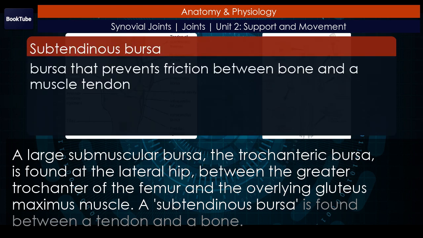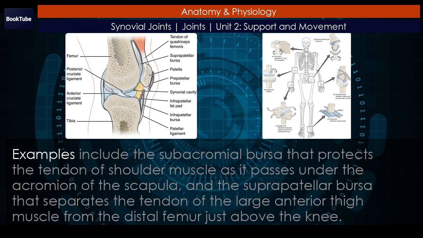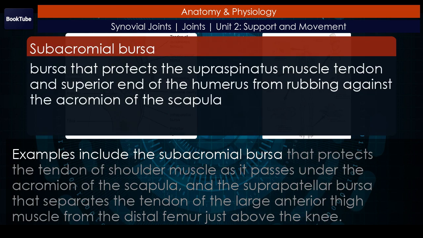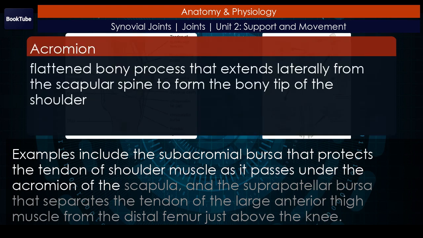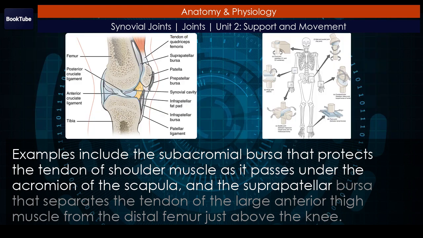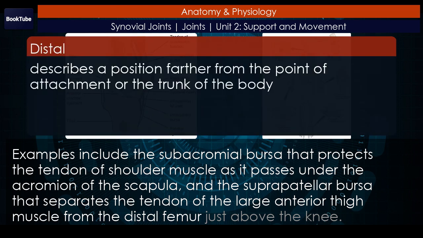A subtendinous bursa is found between a tendon and a bone. Examples include the subacromial bursa that protects the tendon of a shoulder muscle as it passes under the acromion of the scapula, and the suprapatellar bursa that separates the tendon of the large anterior thigh muscle from the distal femur just above the knee.